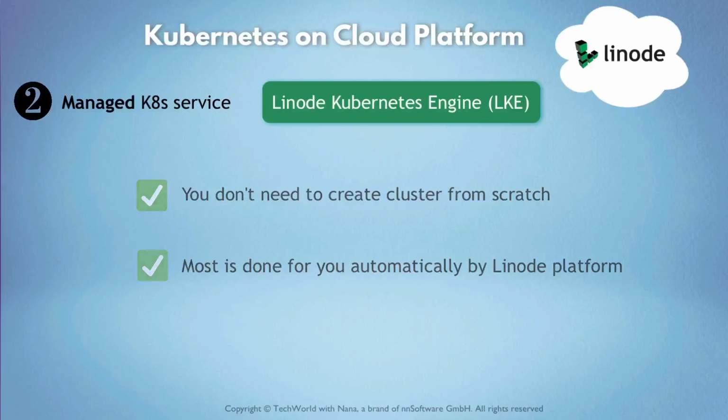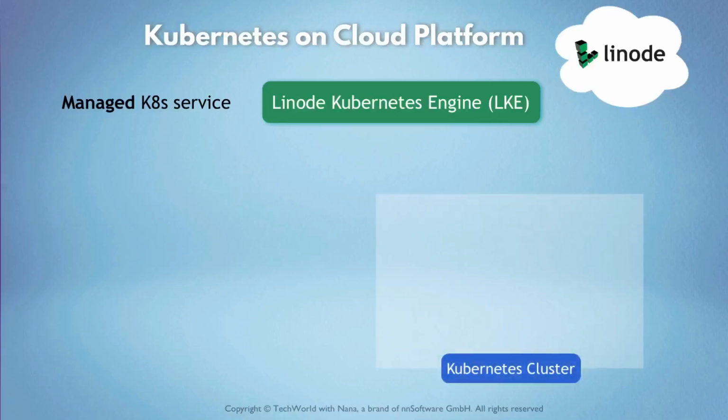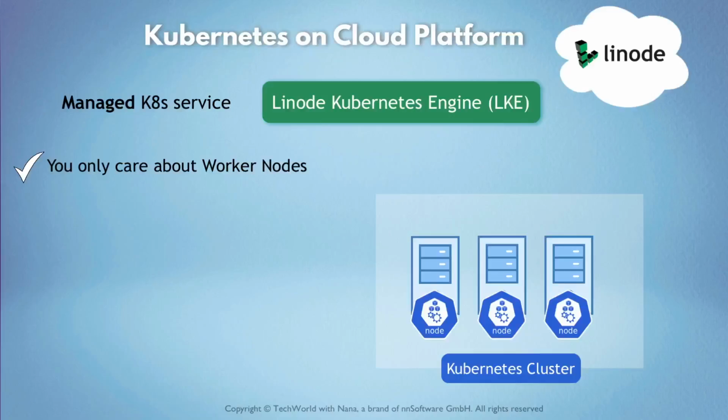So when you create a Kubernetes cluster on LKE, Linode Kubernetes Engine, you just choose how many worker nodes you want. So you just care about worker nodes. You will get, for example, 3 worker nodes with all the processes, including Docker container runtime, pre-installed. So you don't have to install any of this. And you will get them up and running in no time.